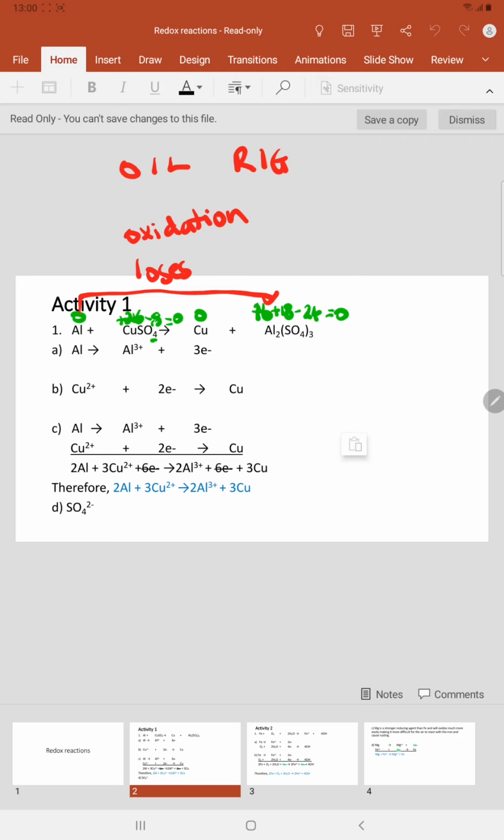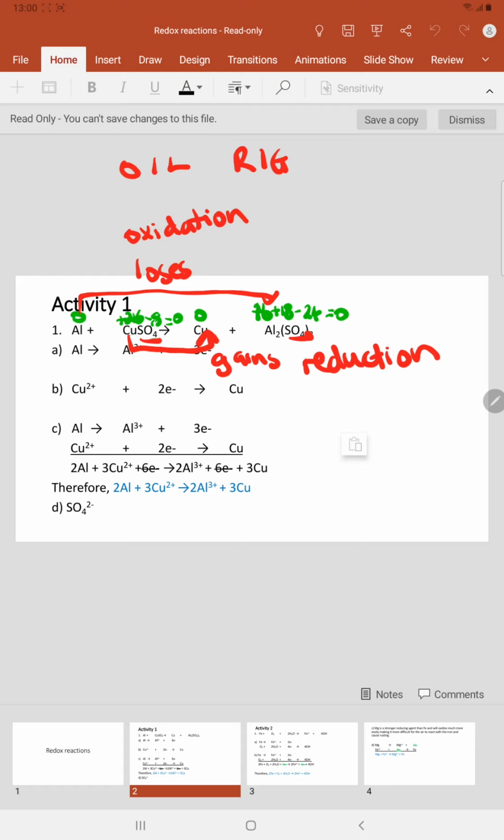We now look at the sulfates. The sulfates do not really react in the equation. Sulfate is found here and here. Copper is also reacting in the reaction. It goes from +2 to Cu. That means it gained electrons. When something gains electrons, it is going through reduction.